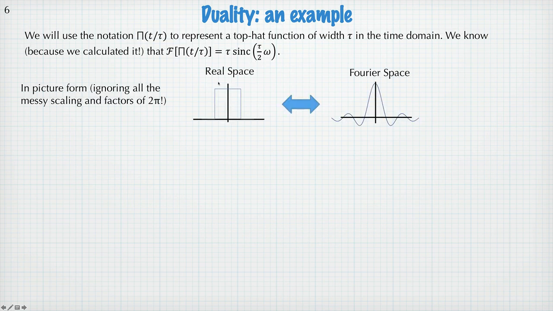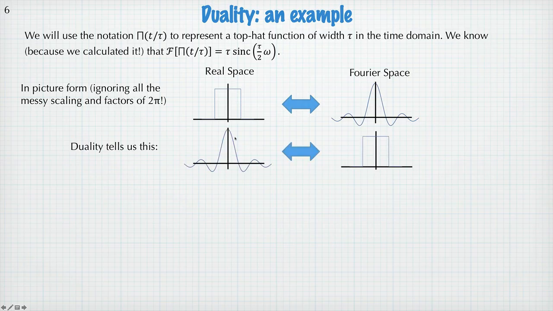So in pictures, if we start off in real space with a top hat function, and just ignore all the factors of 2 pi and all that messy stuff, in real space we have a top hat function, in Fourier space we have a sinc function. But if we'd started with a sinc function in real space, duality tells us that the Fourier transform of this must be a top hat function, because Fourier transforms travel in pairs.